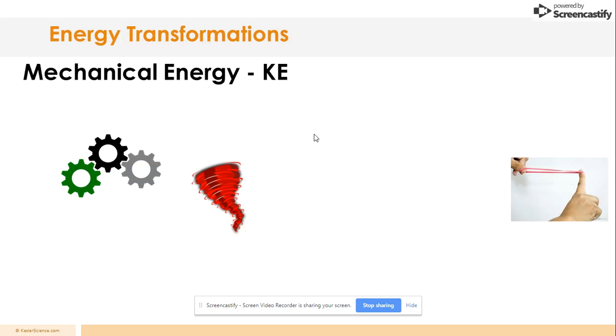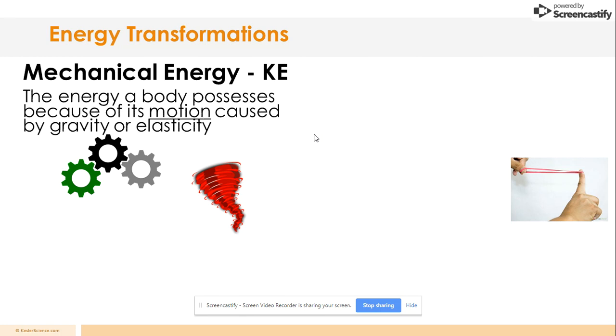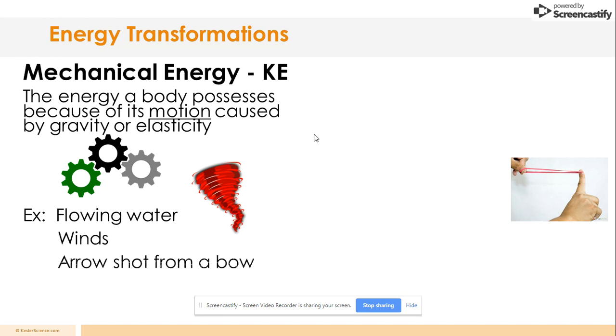Let's begin with mechanical energy, or kinetic energy. This is the energy a body possesses because of its motion caused by gravity or elasticity. So for example, when water flows, when the wind blows, an arrow shot from a bow, or bouncing on a trampoline.